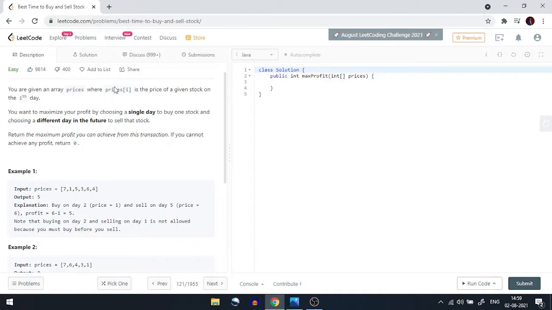Okay, so let's try to understand the question and then we'll move to the code walkthrough.